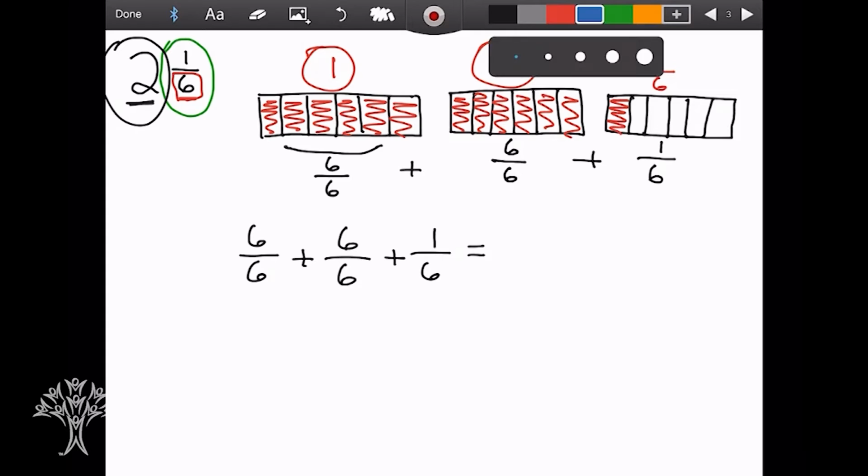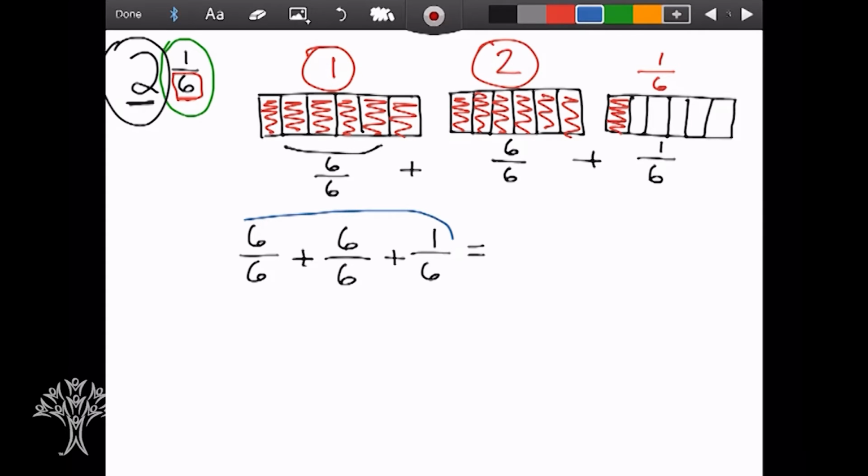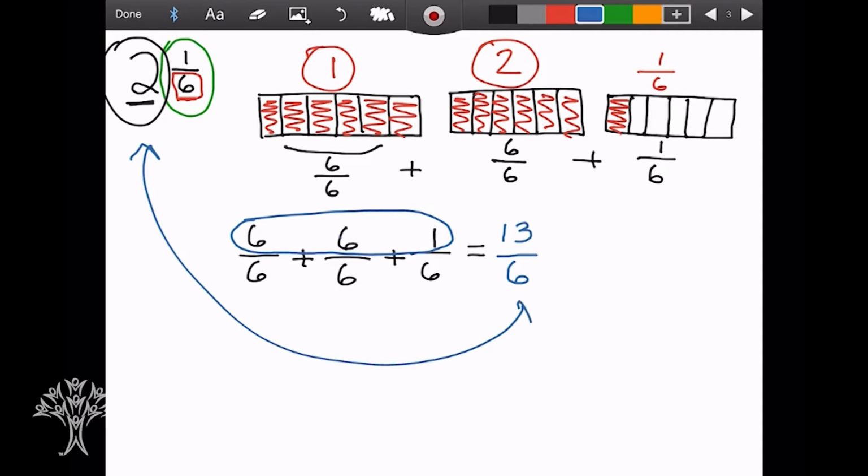Then I add my numerators together. My denominator does not change. I don't add those up on the bottom because it's like a label. We're talking about units that are cut into 6. But I am going to add the tops together because I want to know how many 6s I have. So if I have 6 plus 6, that's 12, plus 1 more is 13. So 2 and 1/6 is equivalent to 13/6.